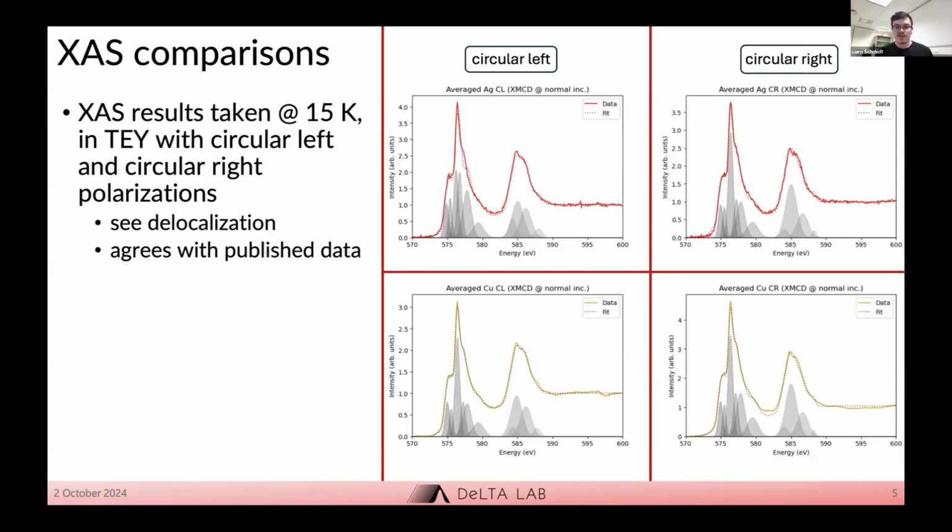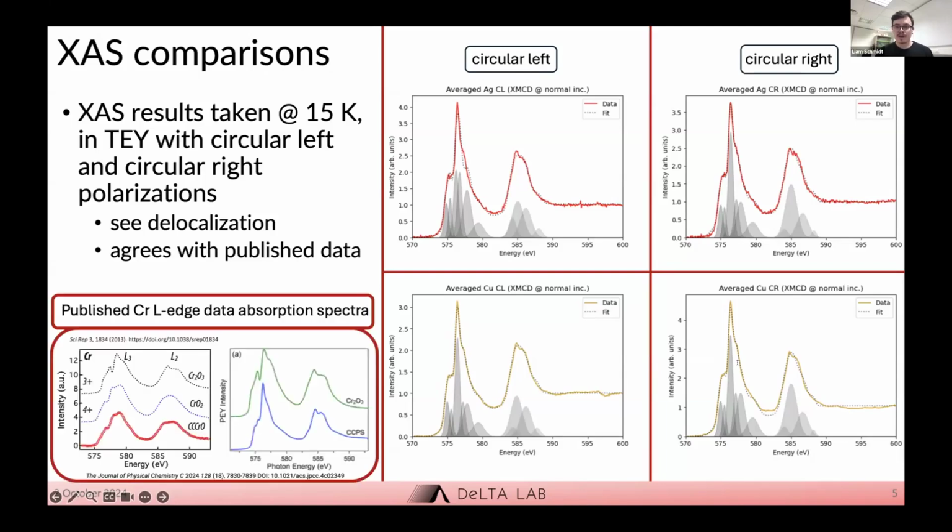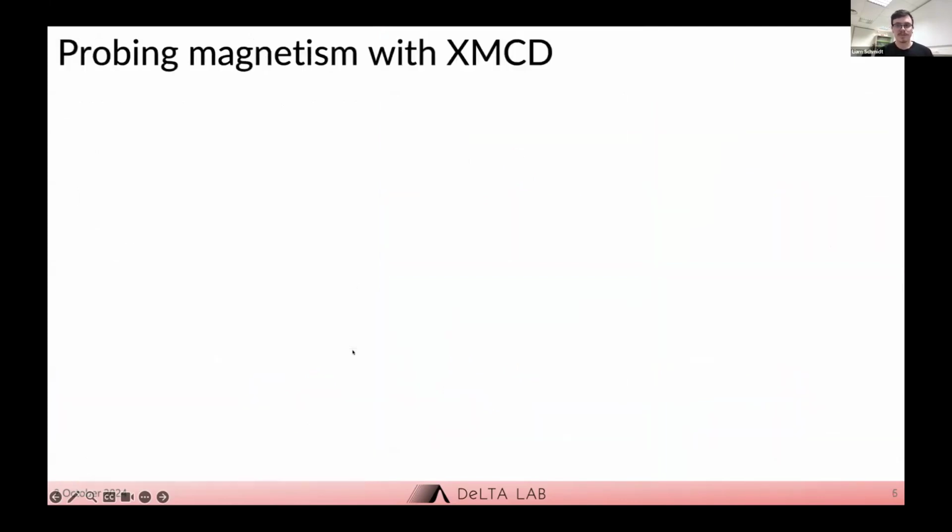As we'll see from a simulation standpoint, this delocalization will force us to go beyond a single site model of chromium, and also highlights the role that the ligands play within the electronic and magnetic structure. As a comparison, this is some of the published data on chromium L-edge for chromium oxide and other chromium-based compounds, and we can see that the data reasonably agrees with our results.